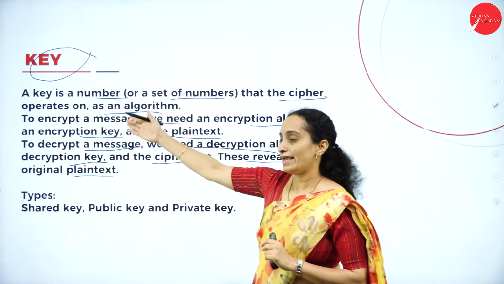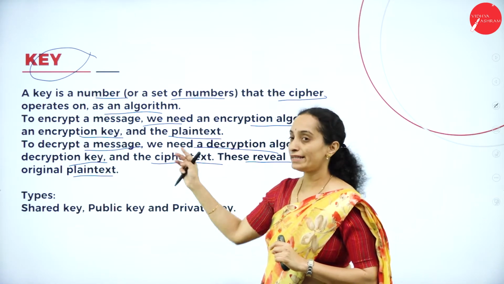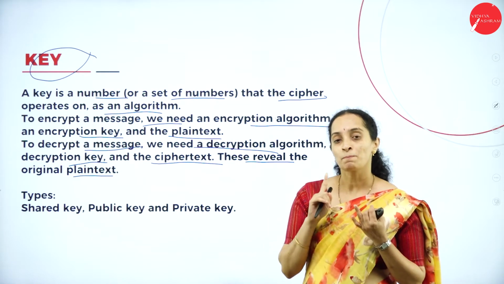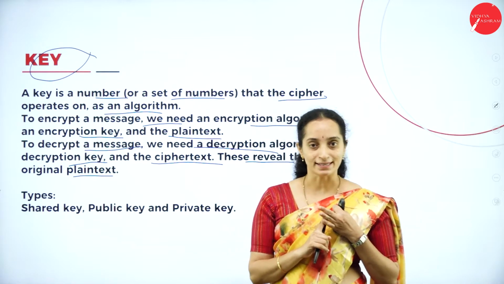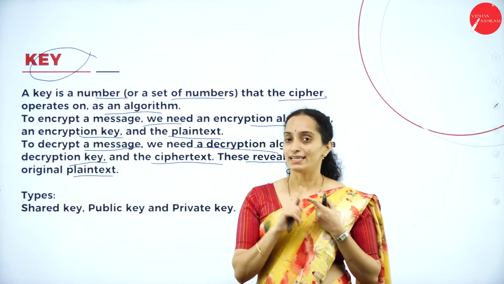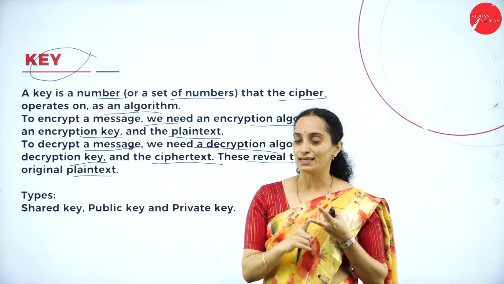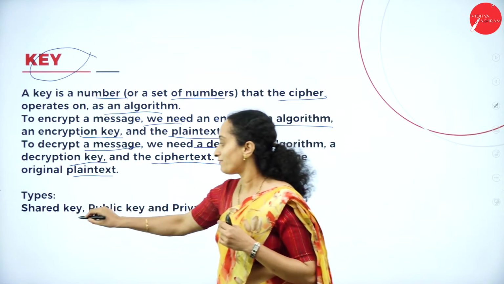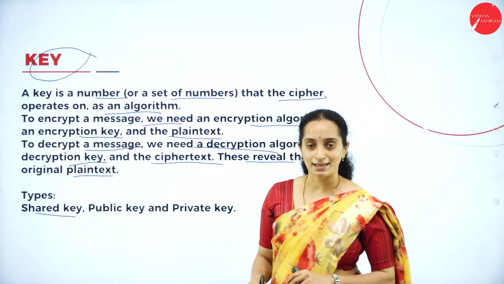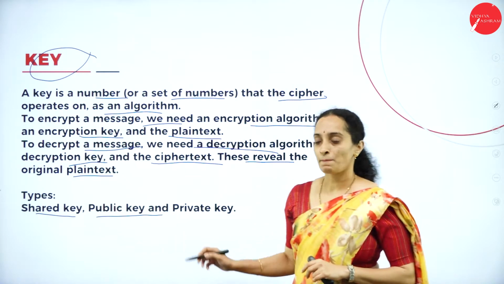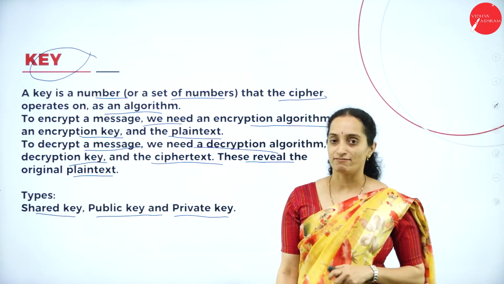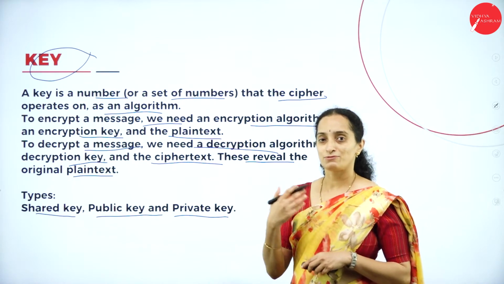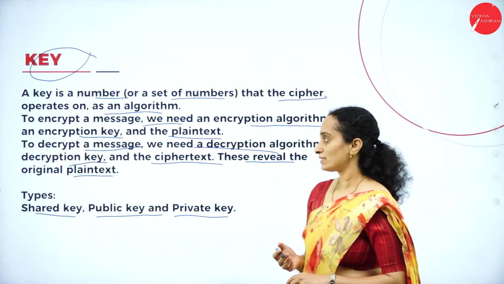Encryption also needs 3 components. Decryption also needs 3 components. Encryption needs an encryption algorithm, encryption key and plain text, whereas decryption needs a decryption algorithm, decryption key and a cipher text. There will be different types of keys like shared key, public key and private key. Why do we need public and private? We will learn as we move on to the next concept in the second unit.